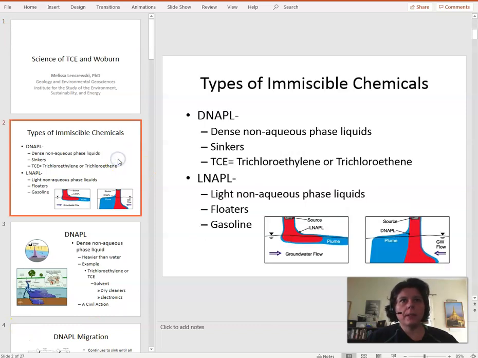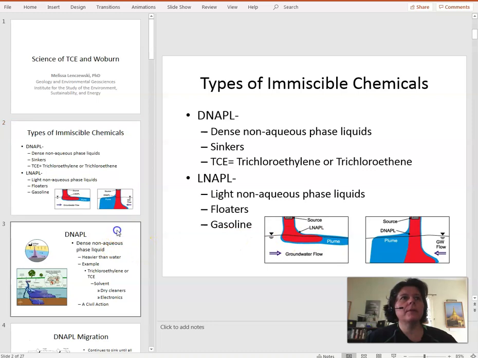So, as we've been discussing in this class, there are immiscible chemicals, DNAPLs and LNAPLs. TCE is a DNAPL. It is a dense non-aqueous phase liquid. It's a sinker. It sinks because of the chlorine that's inside of it. And remember, TCE can stand for trichloroethylene or trichloroethene, and it's spelled differently, but it means exactly the same thing. We talked about this before, where this would get into the groundwater supply, and it pollutes a larger area than LNAPLs, which are floaters.